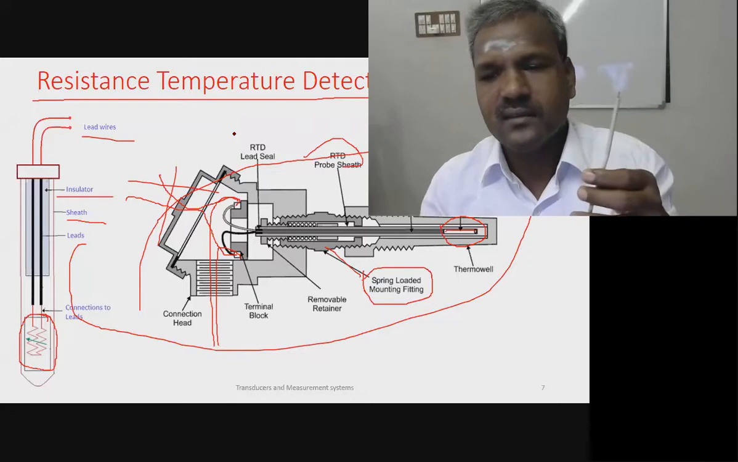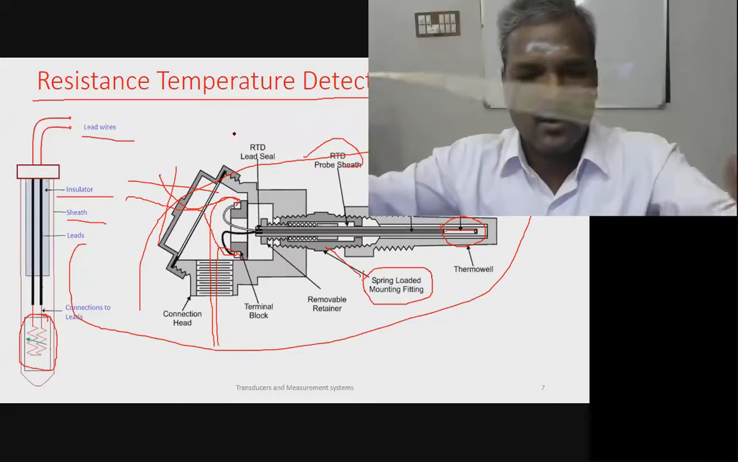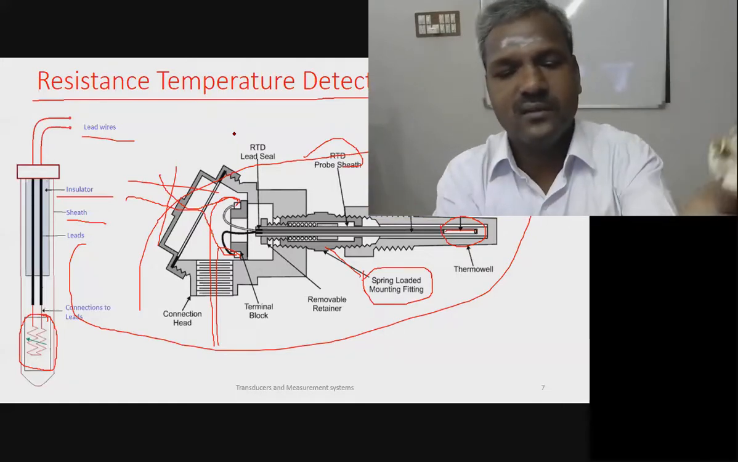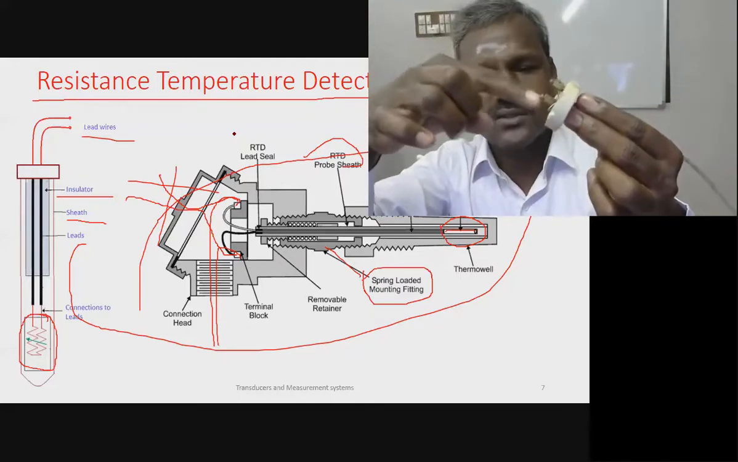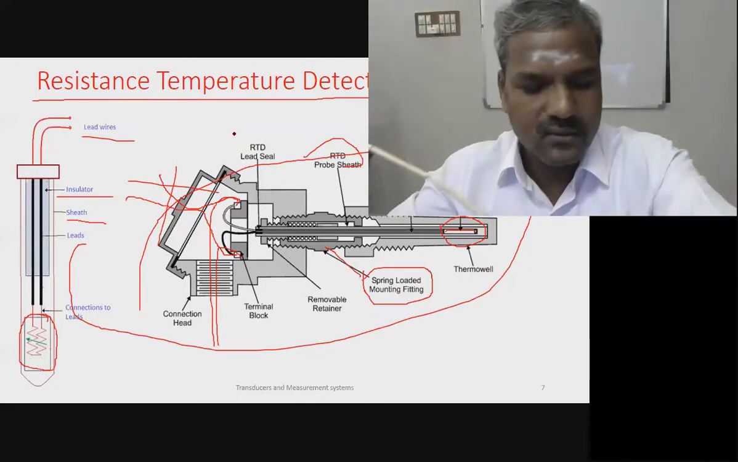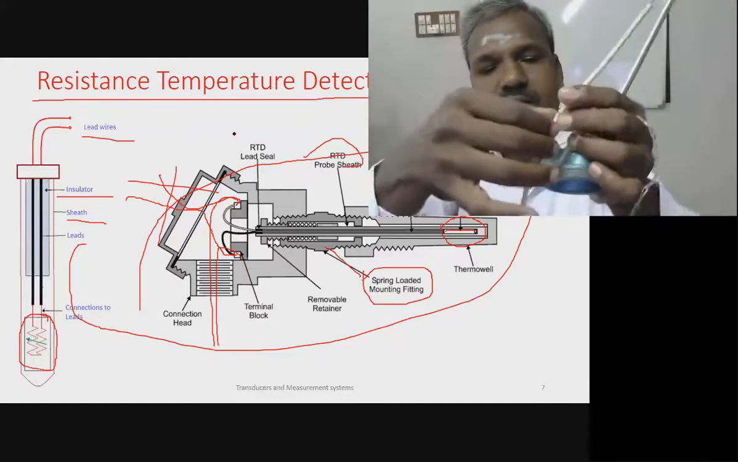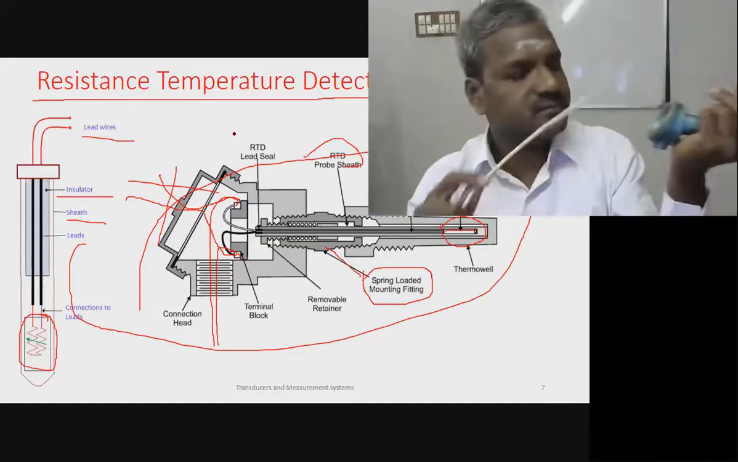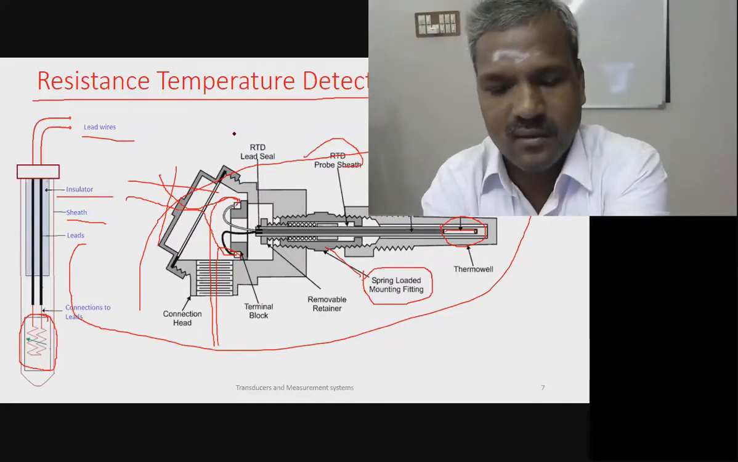This is the sensing portion of the RTD. This is nothing but the terminal blocks, placed inside. These are all called ceramic insulators. Understand?